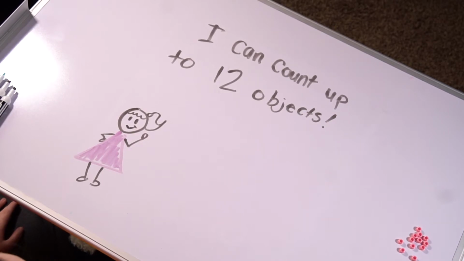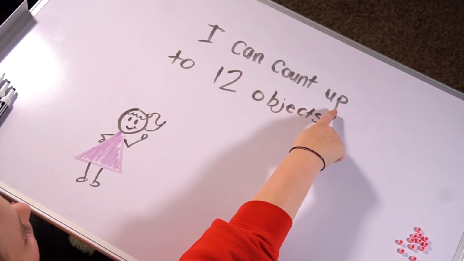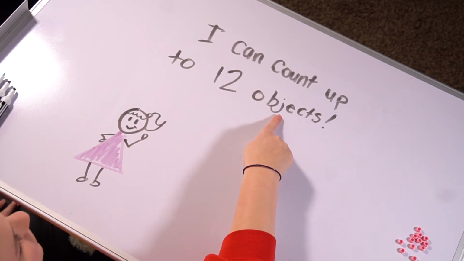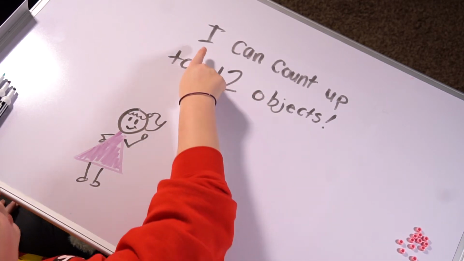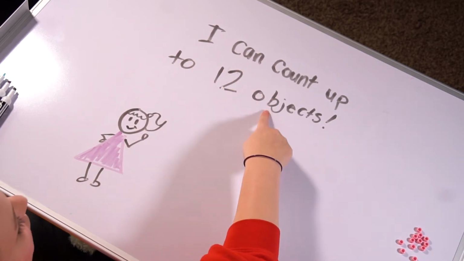All right, let's read our I can statement for today. I can count up to 12 objects. Let's read it one more time. Read it with me. I can count up to 12 objects.